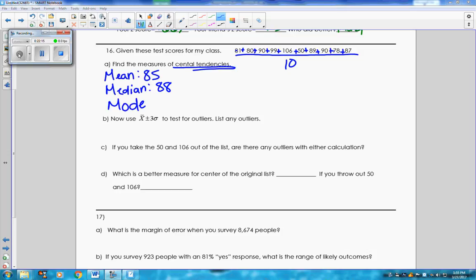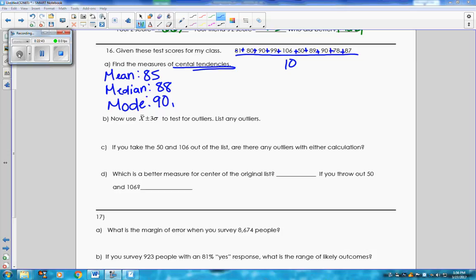And the last central tendency that they want is the mode. Now, the mode is the number that is listed the most often, or occurs the most often. In this case, the mode is 90. And remember, you can have more than one mode. But if every number is listed the same amount, then you do not have a mode. So for this problem, the only mode we have is 90.